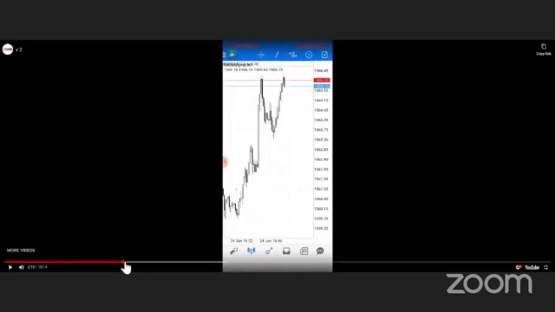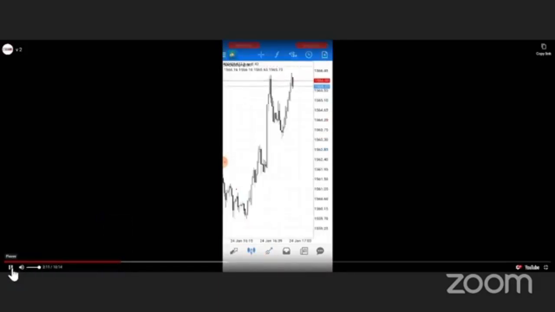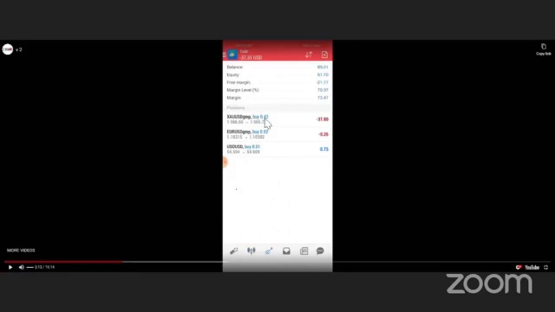Yes, exactly this one. The floating loss is $37 and the capital dropped from $88, $89 to $51. At this point, a lot of you traders will be freaked out. Even if the trade is correct, they're scared.